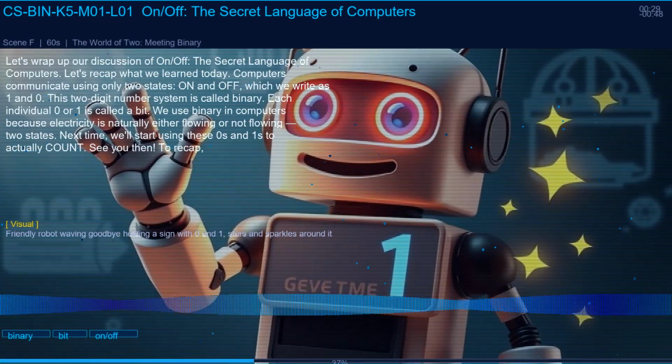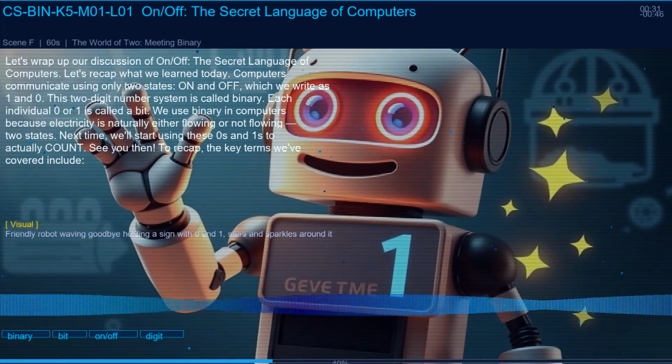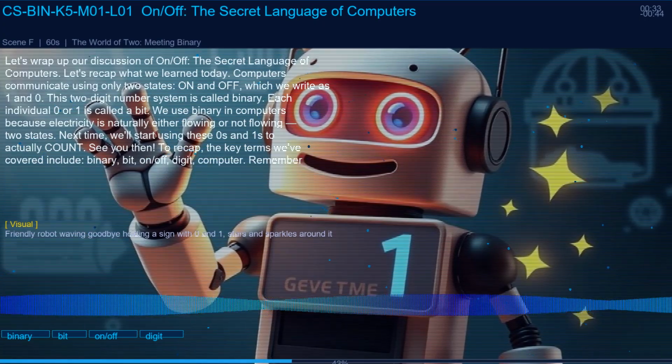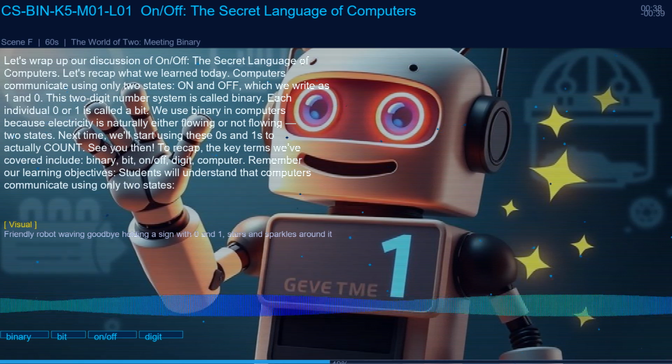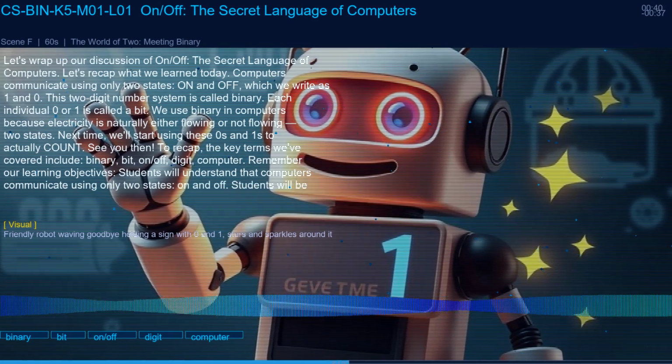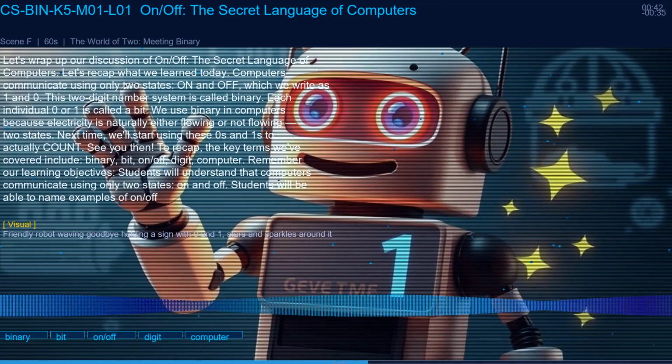Next time, we'll start using these zeros and ones to actually count. See you then. To recap, the key terms we've covered include binary, bit, on/off, digit, computer.